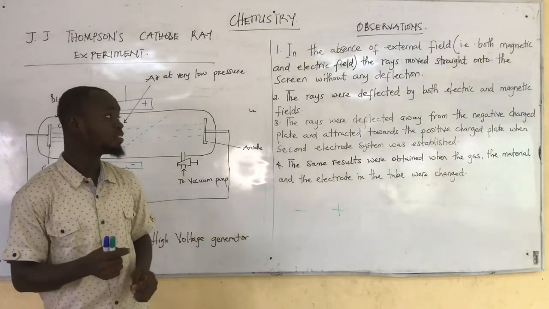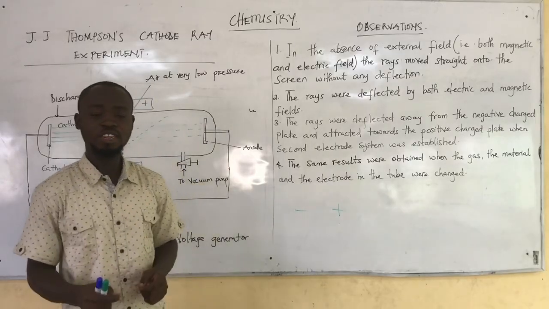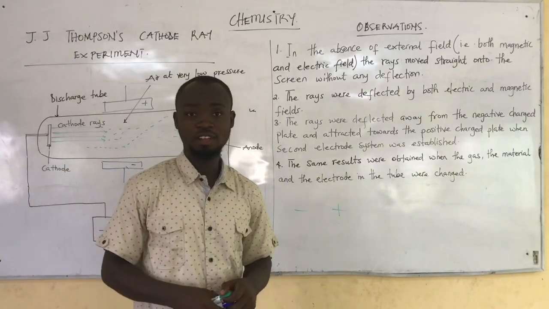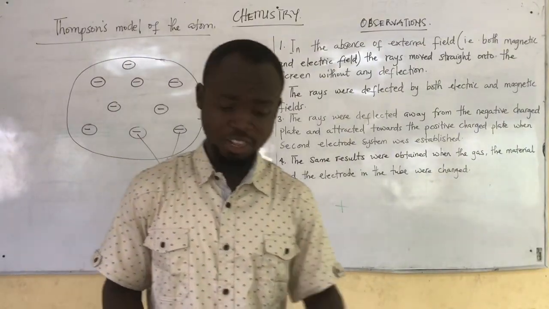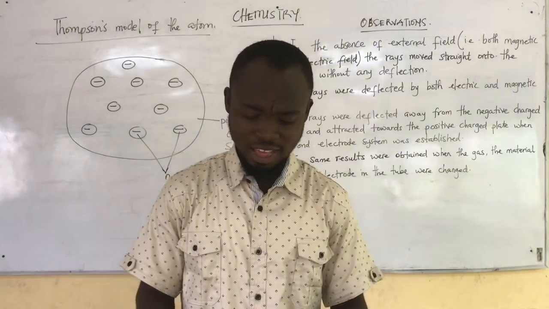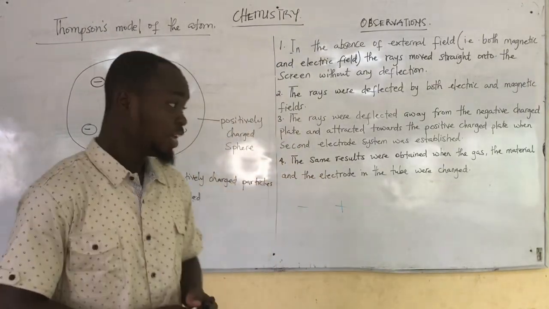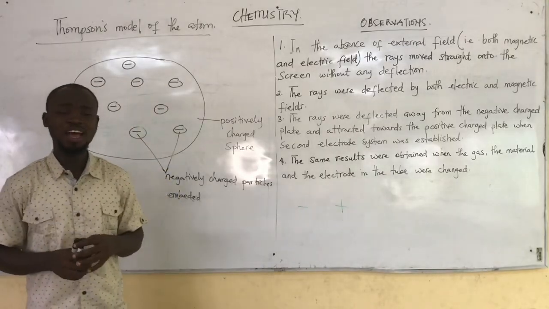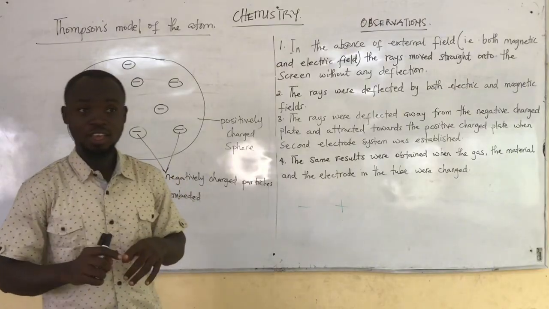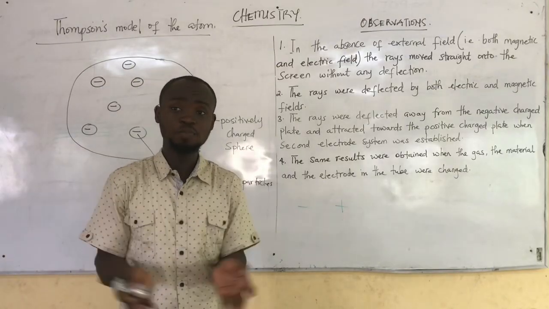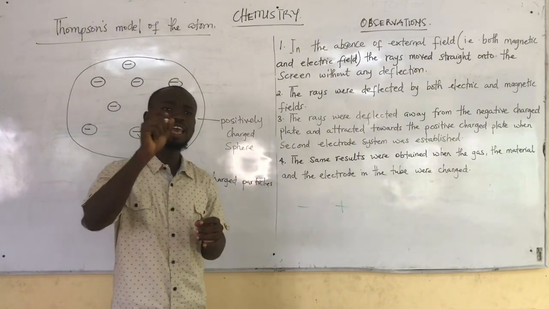So after this experiment, Thomson gave us a model of the atom. Now let's look at Thomson's model of the atom. Thomson gave us a mind picture of what he perceived the atom to be. Thomson described the atom as a solid sphere which is positively charged, and it has a ring of electrons uniformly embedded in it.